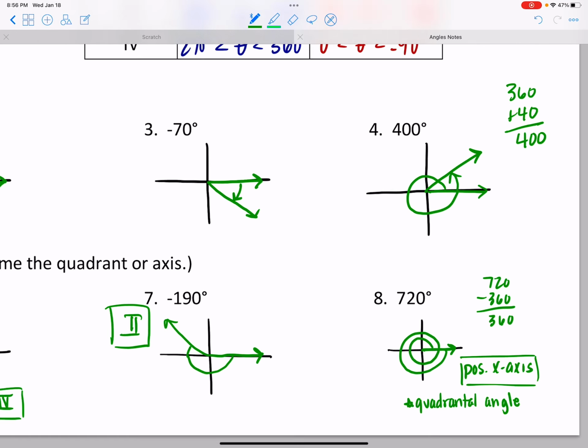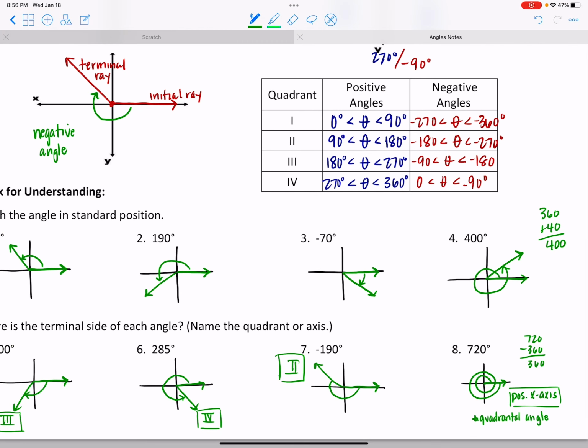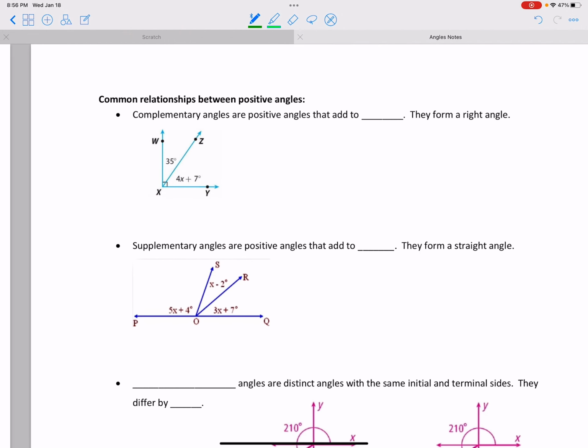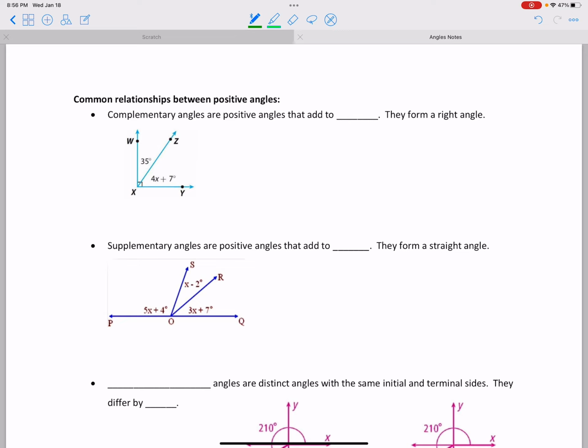Alright, hopefully we have an idea now what these look like, how our positives and negatives work. We can sketch and figure out where terminal sides are going to land. Next, we're going to talk about some relationships between multiple pairs of angles. And the first two I'm hoping you've heard of before.